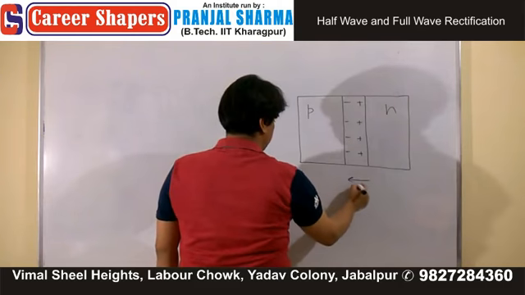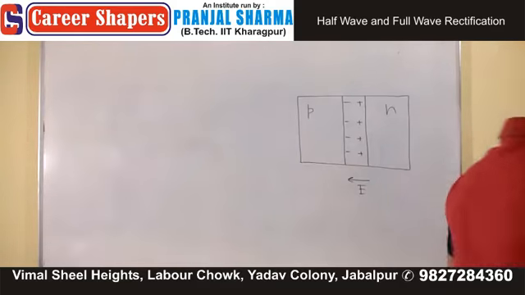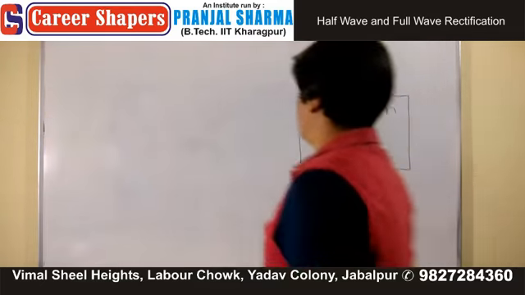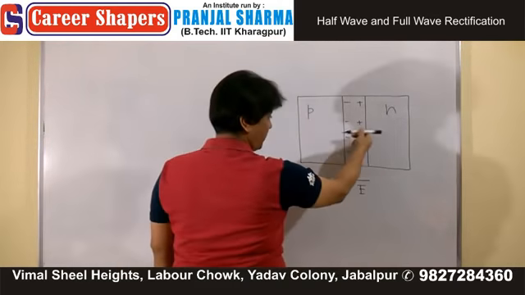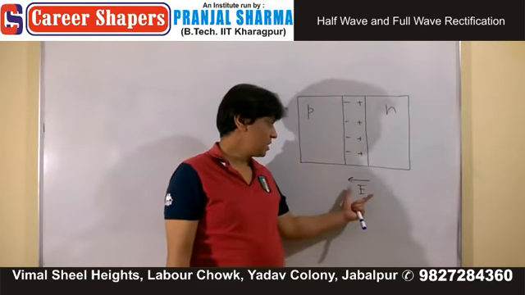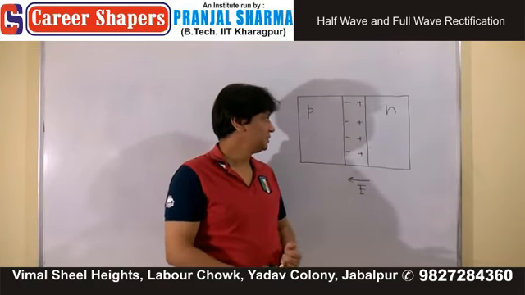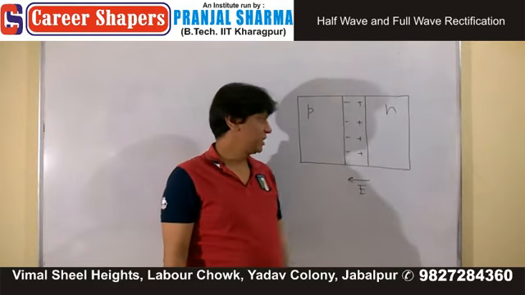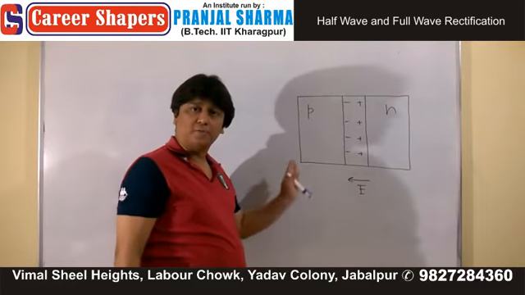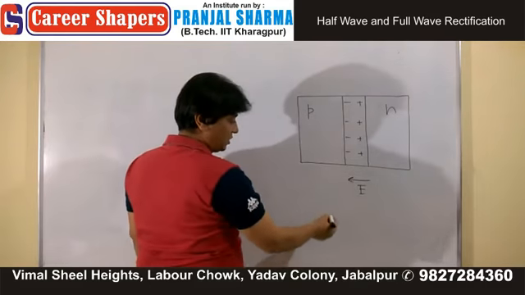This gives us an electric field away from positive towards the negative charge. This much I had made clear in the last lecture itself. How do we form this depletion layer? And because of this, if you plot a potential versus X graph, then that graph will look like this.